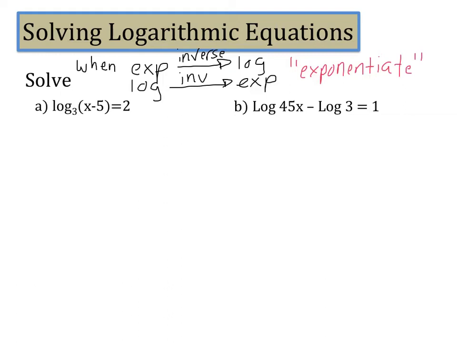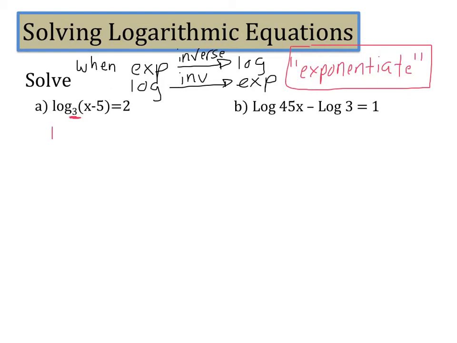Let's look at part A. For part A, we're doing log base 3 of x minus 5 equals 2. So I have to exponentiate both sides by a certain number. The question is, what's that number? Well, I have to exponentiate both sides by whatever number this is, because that's going to eliminate this log, which is what I want to do. I want to get x by itself.